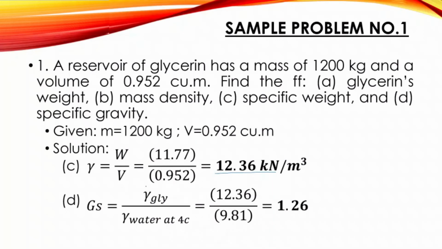Specific gravity is equal to the unit weight of glycerin over the unit weight of water at 4 degrees Celsius. From problem C, you have 12.36 as the unit weight of glycerin, over the standard unit weight of water at 4 degrees Celsius, which is 9.81. So the specific gravity for our glycerin is 1.26. Additionally, if we are required to solve for specific volume, what is specific volume? Specific volume is simply the reciprocal of density. Now, that's all for problem 1.